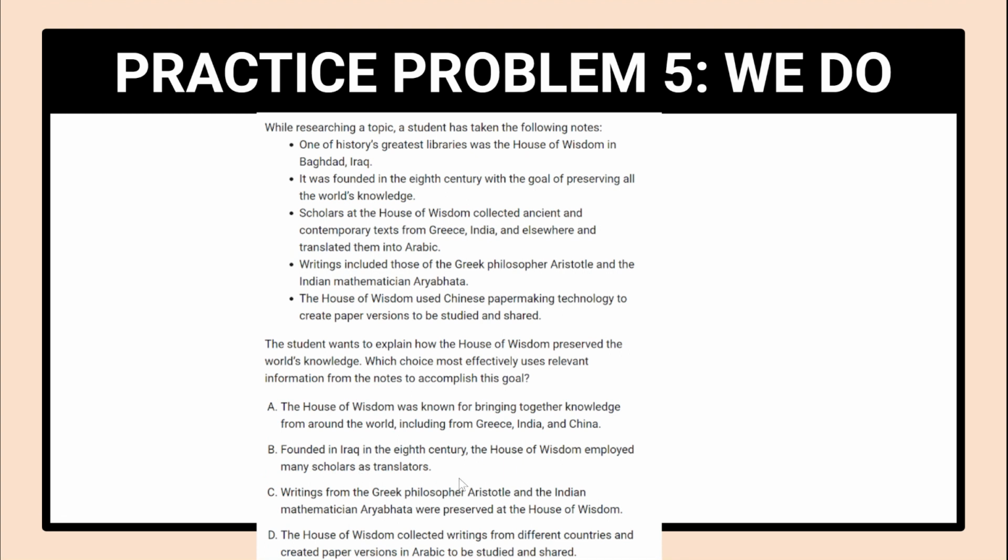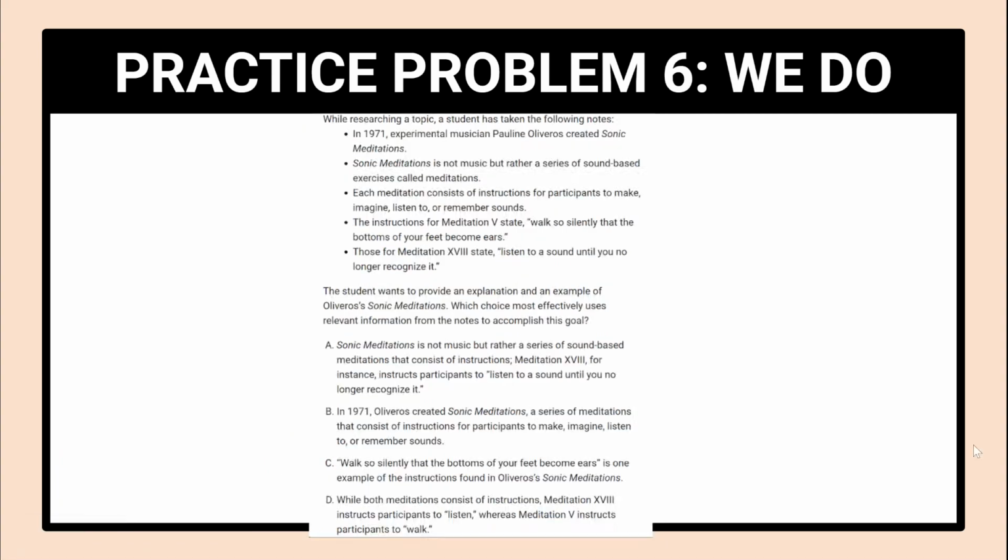Founded in Iraq in the 8th century, the House of Wisdom employed many scholars as translators. Again, it doesn't talk about how the knowledge is preserved. Writings from the Greek philosopher Aristotle and the Indian mathematician Aryabhata were preserved at the House of Wisdom. Again, it does focus on what knowledge is preserved, but it doesn't explain how it is preserved. That's only accomplished by option D. Now, let's look at practice problem number 6. We're going to do this one together, so pause this one and try figuring this one out.